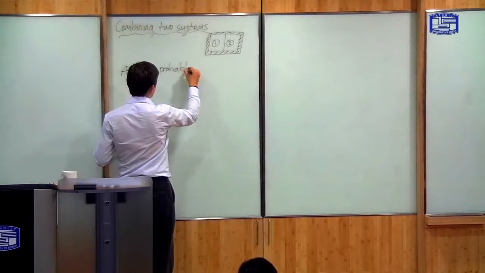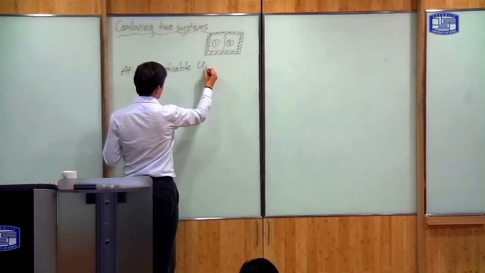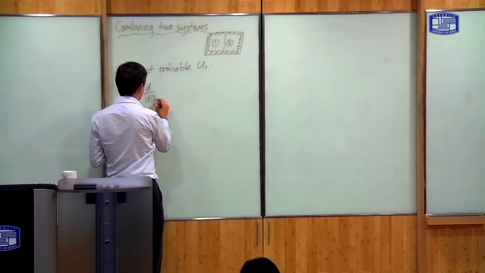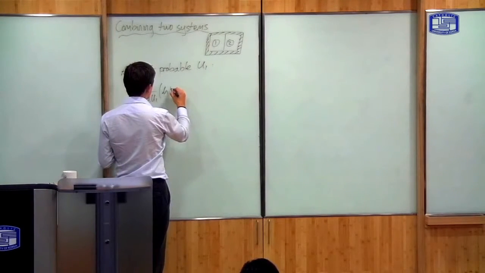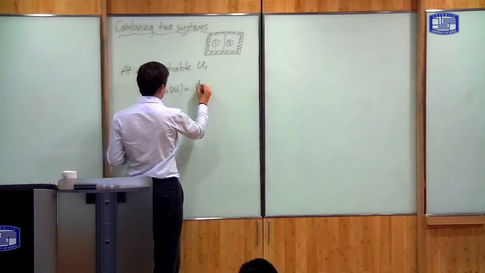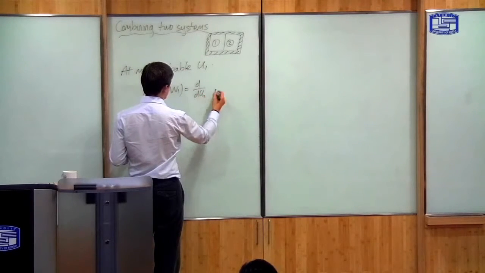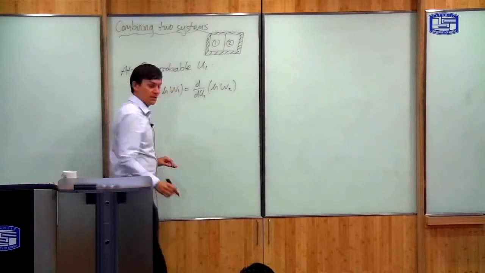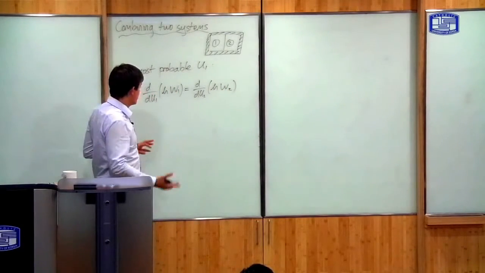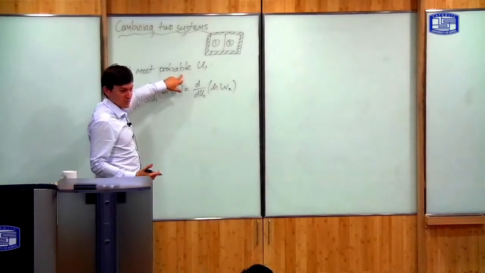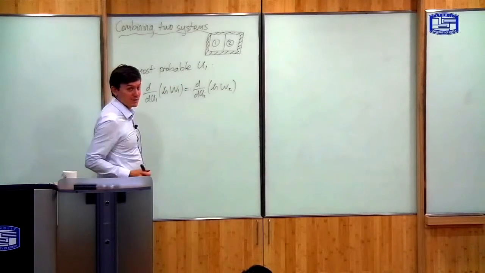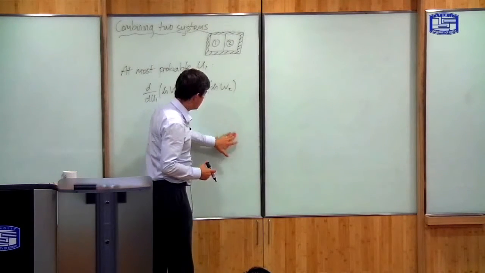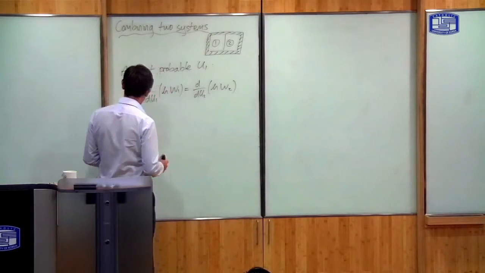And the last condition we derived last time was that for the most probable value of U1, we had that d by dU1 of the log of W1 is equal to d by dU2 of the log of W2. And I also said that in the thermodynamic limit, we expect this probability distribution to become sharp. That means we expect that the value of U1 is almost certain.